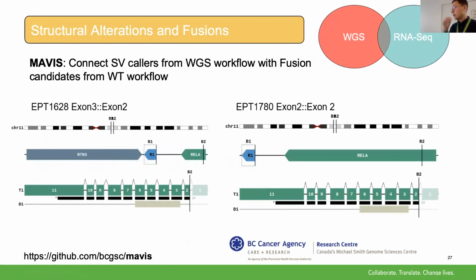So the next thing we're interested in applying is looking at and characterizing structural alterations and fusions. For this, we're using a tool called MAVIS, which can connect structural variant callers from our whole genome sequencing workflow with fusion candidates from our whole transcriptome workflow. And in this way, we can validate novel fusions without too much work for the downstream validation, as it can merge the annotations and we can get evidence from both pipelines.